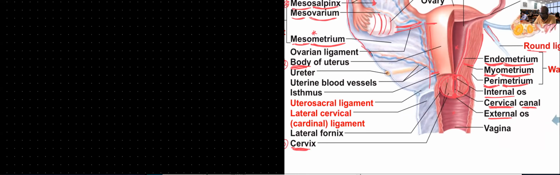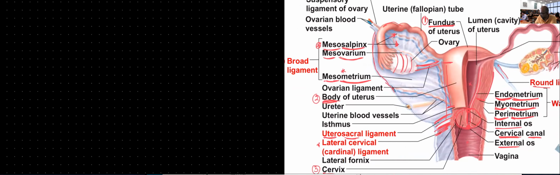You can see on here attaching the cervix to the lateral walls of the pelvic cavity. This is what we call the lateral cervical ligament or the cardinal ligament. And you can see on here the ligament that was attaching the uterus posteriorly to the sacrum. It's called the uterosacral ligament.